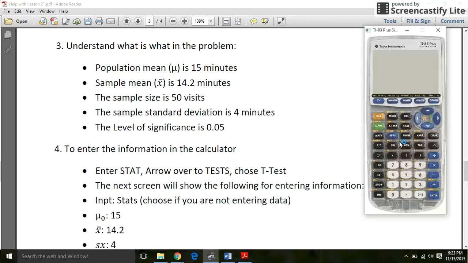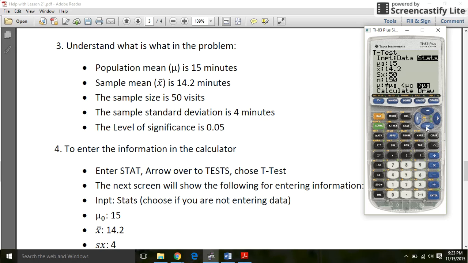So let's go ahead and put it in our calculator. So I go here, again, STAT, over to TESTS, go down to 2: T-Test and hit enter. So I have Stats because I'm not putting any data in. My population mean is 15. My sample mean is 14.2. My sample size is 50.